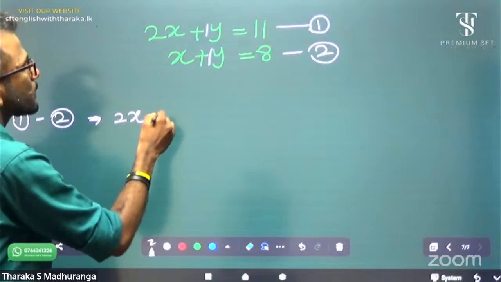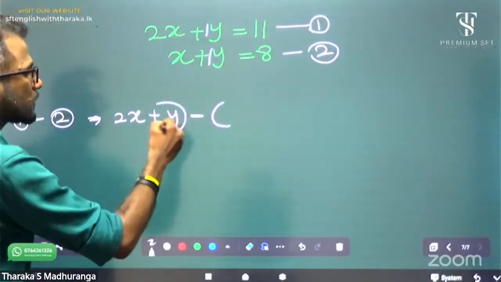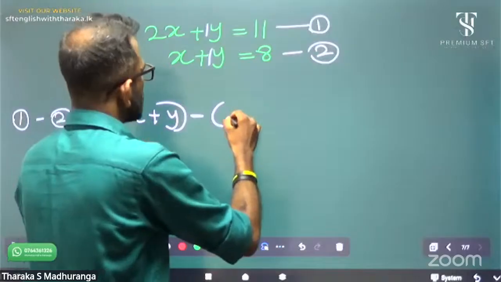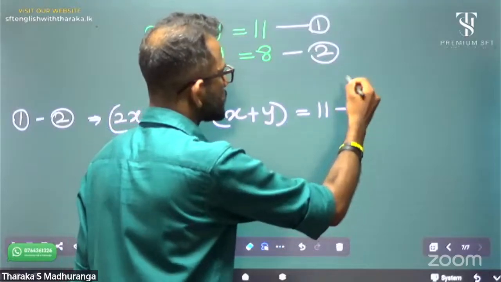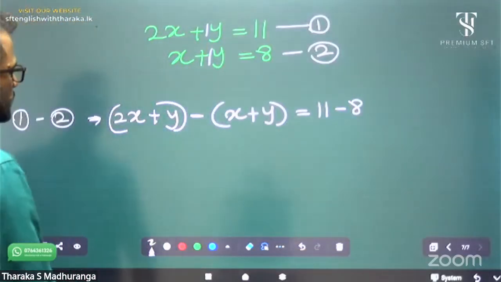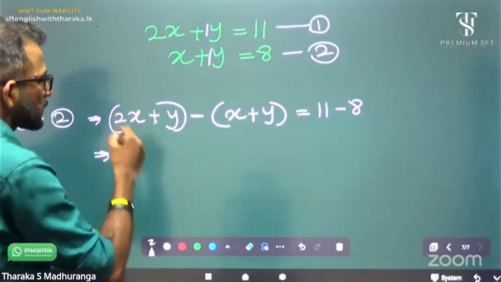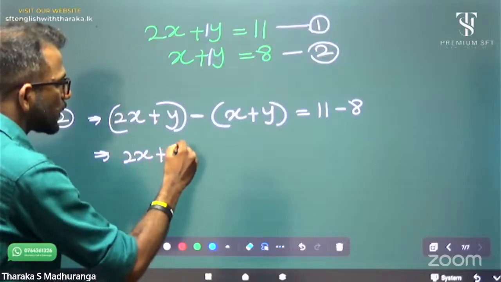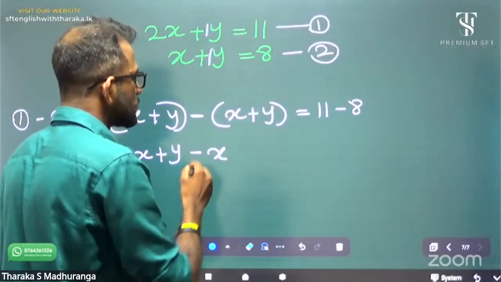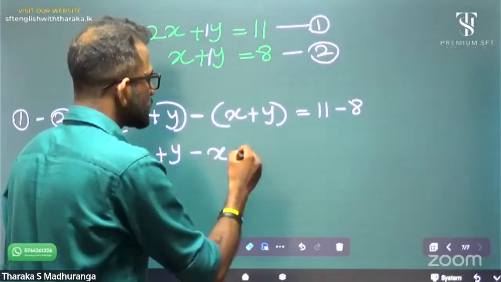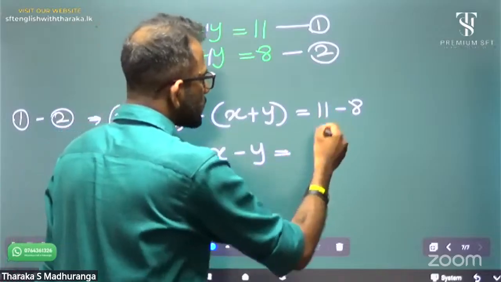2x plus y minus, remember to add these brackets, it's very important, (x plus y) equals 11 minus 8. So 2x plus y, minus plus, it is minus x, again minus plus minus y, equals 3.